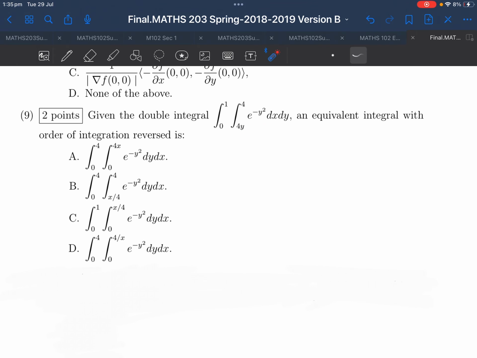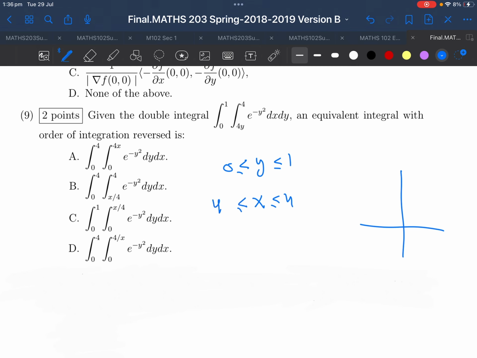Last question is, we have a double integral and we want to change the order to dx dy. In order to do that, we have to sketch. If we want to sketch, first of all, notice that y was between 0 and 1, and x was between 4 and 4y. Now, where is x equal to 4? This is x equal to 4. This one, y equal, or x equal 4y. This is just a line going like this.